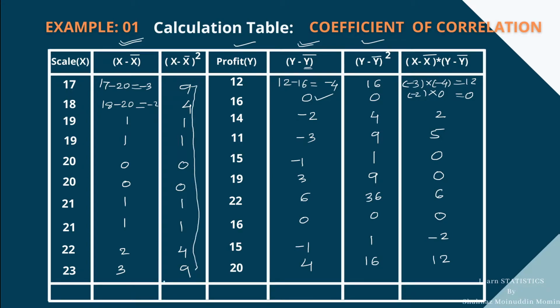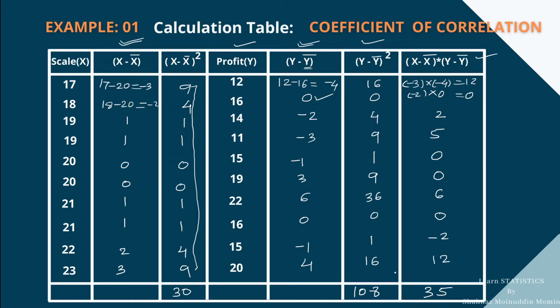We get, it is 30. Similarly, we require the total of (y minus y bar) whole square. By adding all these things, we get this total is 108. Similarly, the total of the last column is also necessary. We need it. So after adding this, we get it is 35. Now we will substitute all these sums in the formula of calculating the correlation coefficient.